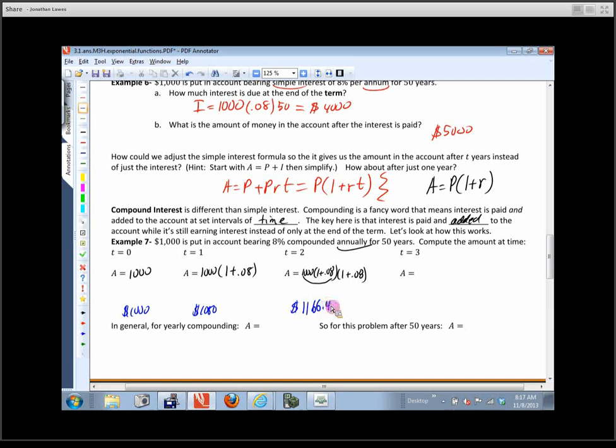$1,166.40. Okay. So a little more money than we were expecting. We got an extra $6.40. Well, that's pretty cool. Let's see what happens here. I'm going to do the same thing again.